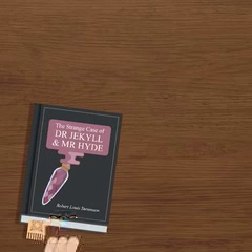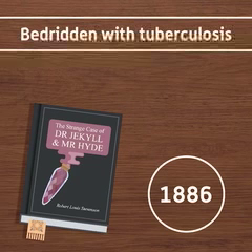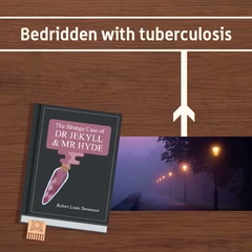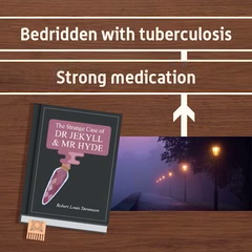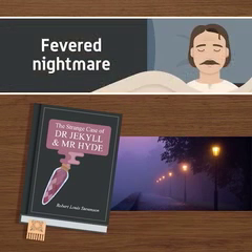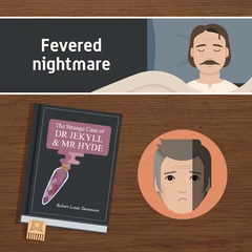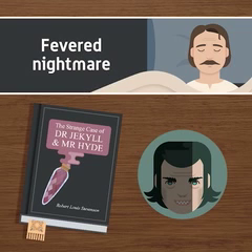Stevenson wrote Jekyll and Hyde in 1886 while he was bedridden with tuberculosis. The eerie Gothic nature of the story may well have been influenced by his dark journey through his illness and the strong medication he was on. He claimed that the plot was inspired by a fevered nightmare he had. In this nightmare, he saw a man change into a monster after taking a white powder.